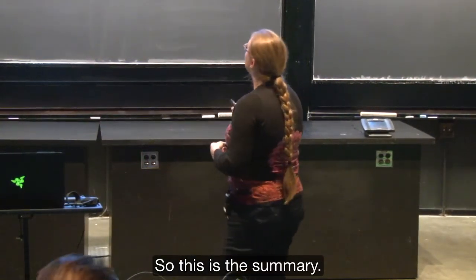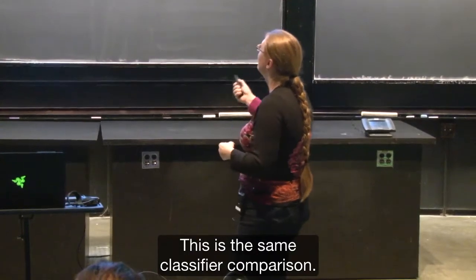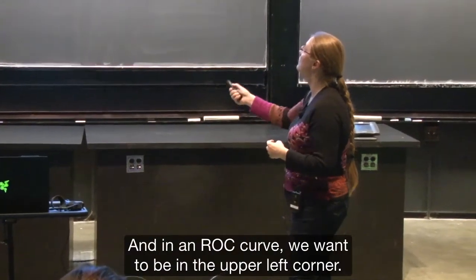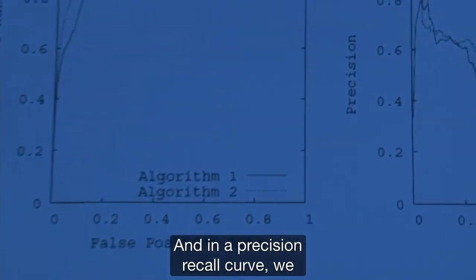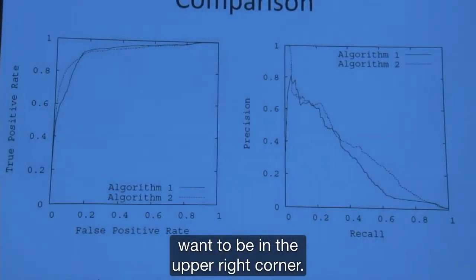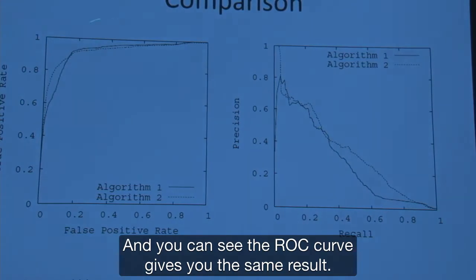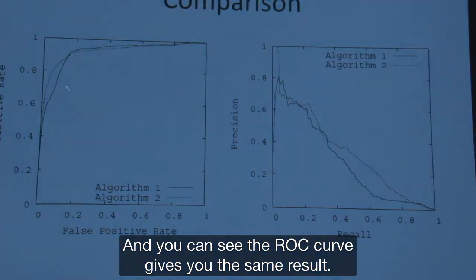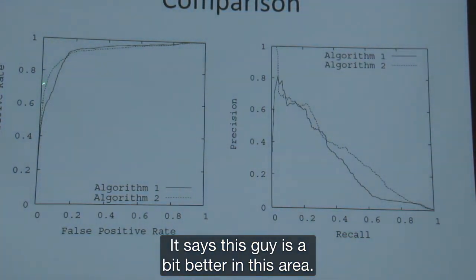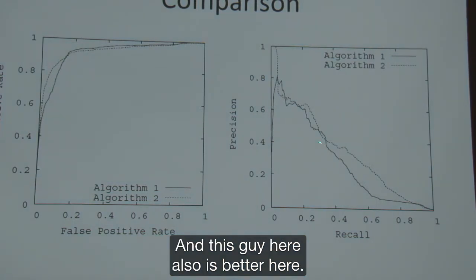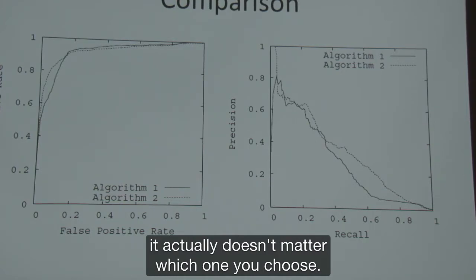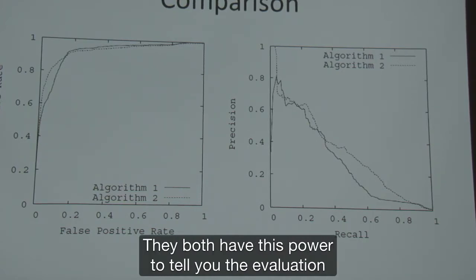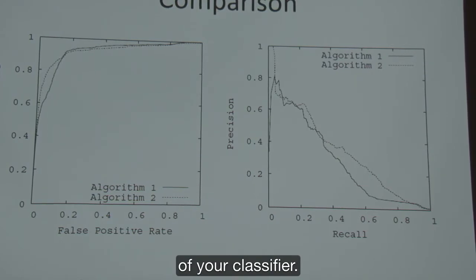So this is a summary. This is the same classifier comparison. In an ROC curve, we want to be in the upper left corner, and in a precision recall curve, we want to be in the upper right corner. And you can see the ROC curve gives you the same result. It says this guy is a bit better in this area, and this guy here also is better here. So if you compare two classifiers, it actually doesn't matter which one you choose. They both have this power to tell you the evaluation of your classifier.